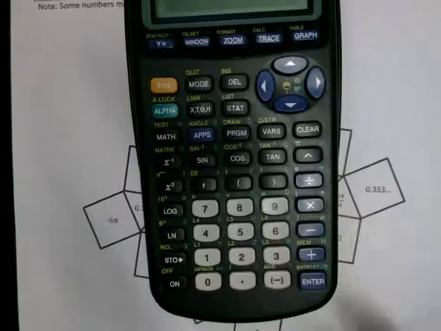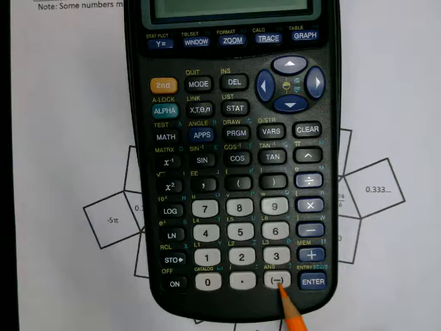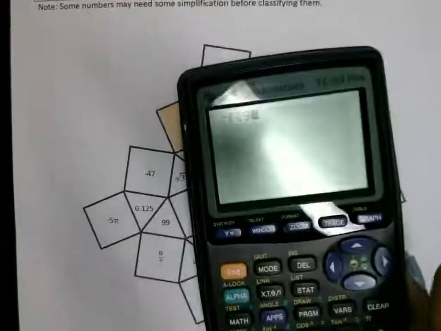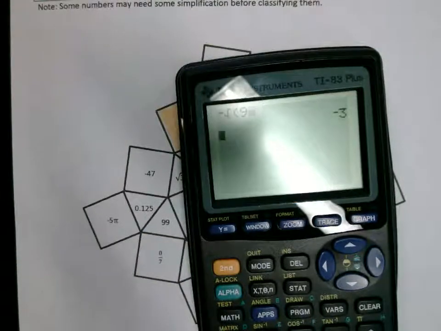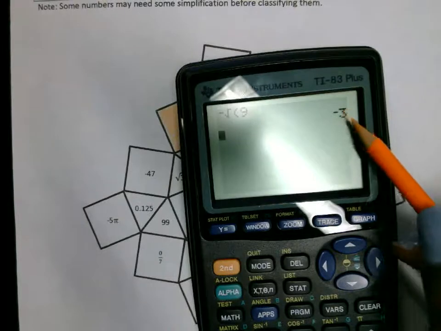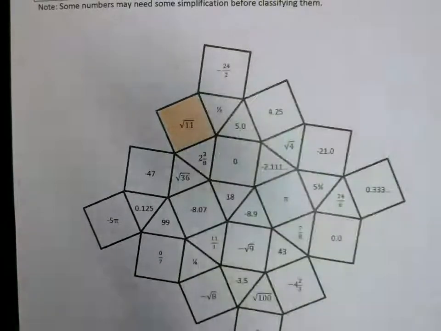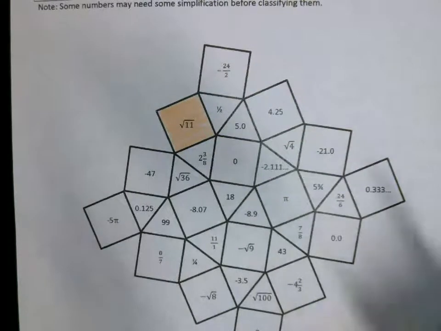All right, so type it in. The negative button. Good question, Abby. It's down here at the bottom. This is negative right here. And then press the second button and press the X squared. And press enter. Arturo, that gives you a -3. It's not a decimal, so that means it's good. Perfect. All right, so that one we're not going to color because it's rational.